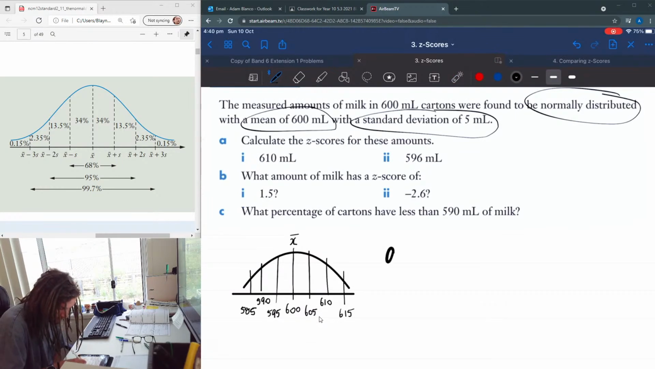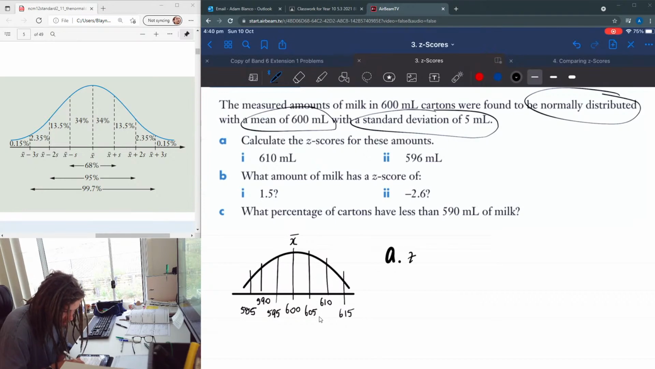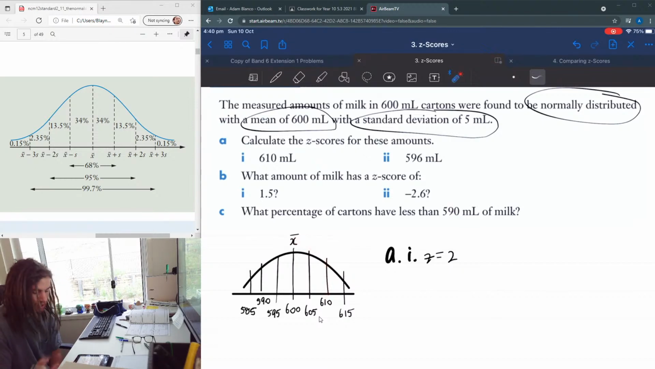Let's answer this. I want the Z scores for each of these amounts. Now, this first one's really easy, 610, because you can see quite clearly that 610 is 2 standard deviations away from the mean. So I know that the Z score is equal to 2. That's easy. If you can read it off the graph, that's fine.